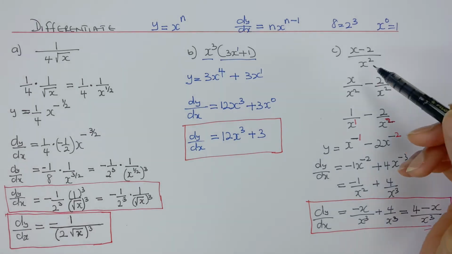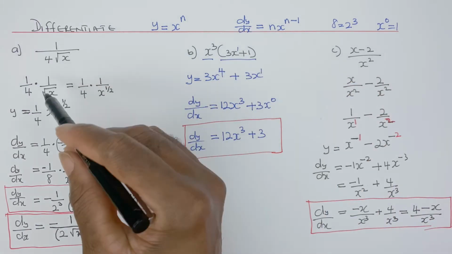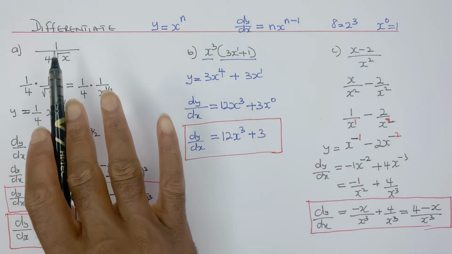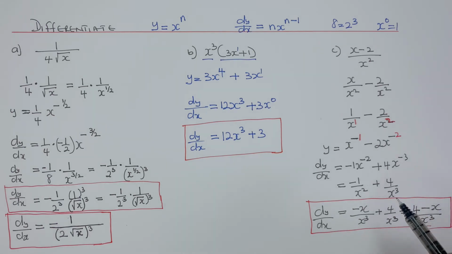Don't rush to using the quotient rule or product rule. Think whether it can be simplified quickly and then differentiate. That's the best way to go about it.